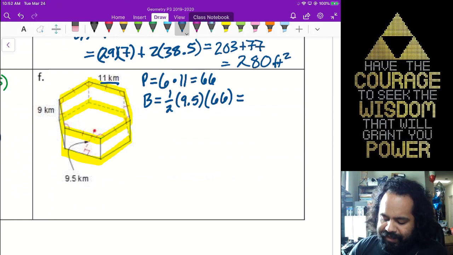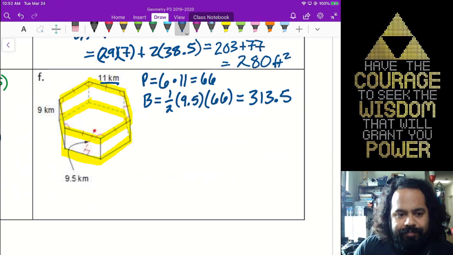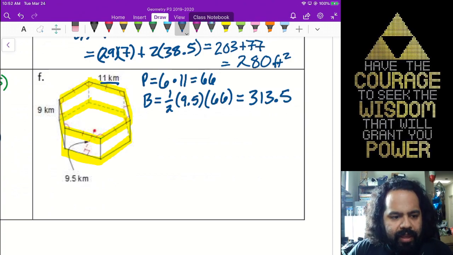Alright, I know half of 66 is 33. And then 33 times 9.5. That's 313.5. Sick! I have enough room there.